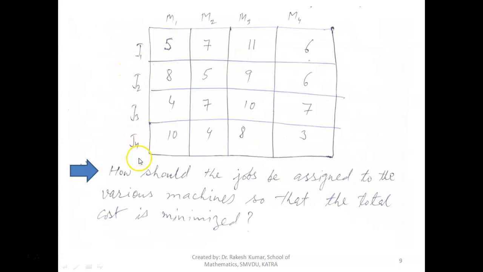Jobs and machines 5, 7, 11, 6. This is the cost structure. Okay, how should the jobs be assigned to various machines so that the total cost is minimized? Again, a similar kind of problem, and we will apply the Hungarian method to solve it. Okay, what are the steps?